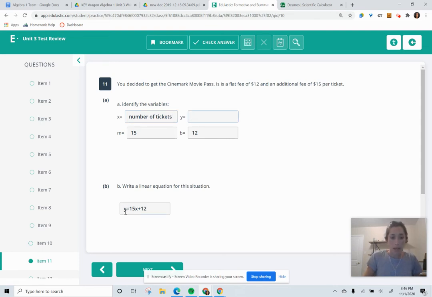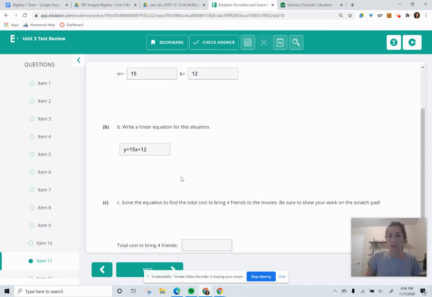And for the y, well, if I've got 10 tickets and I multiply that by 15 and add 12 to it, y really represents how much I'm spending. So that's the total cost. Okay. So we've got our equation, we've kind of identified all our variables.